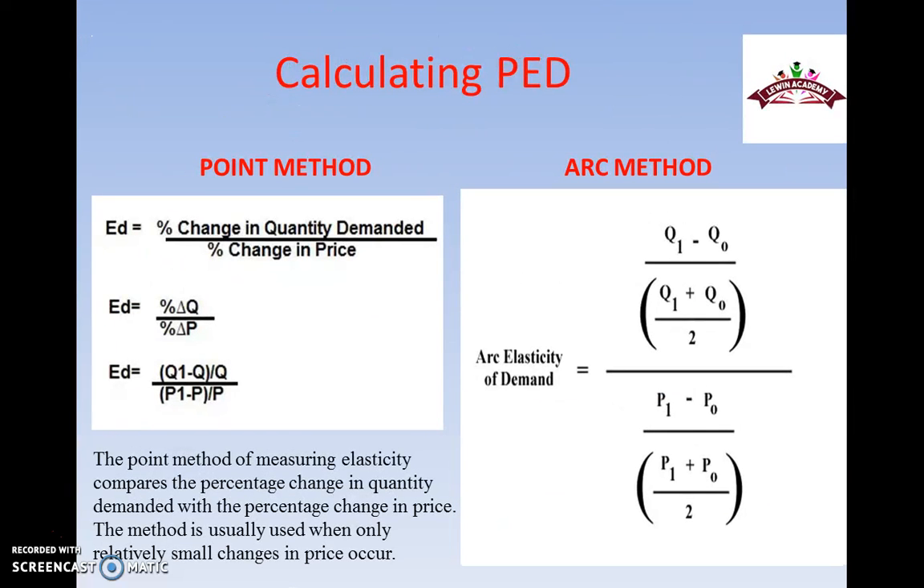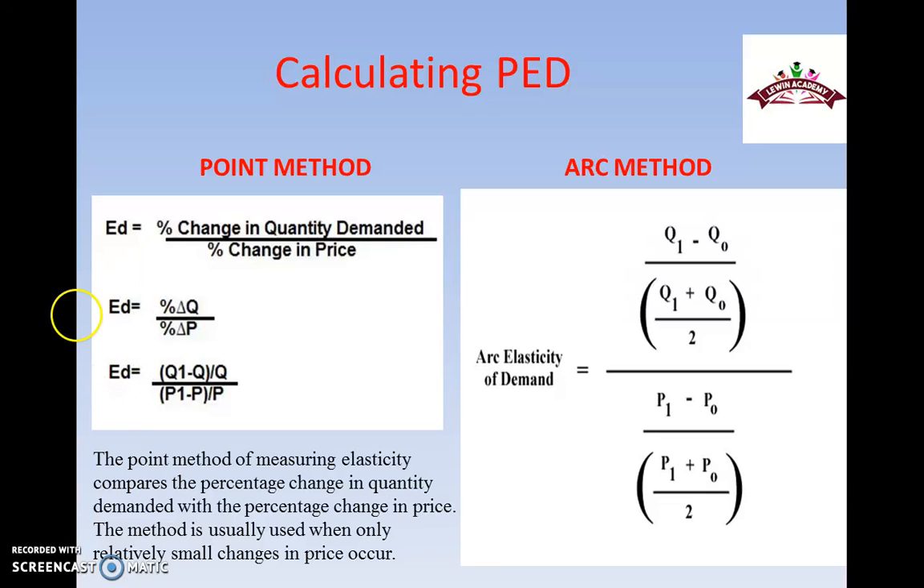There are two ways to calculate price elasticity of demand. We have the point method and we have the ARC method. The point method is an easier way of calculating it, however, it's not very accurate. So this method is usually used when only a relatively small change in price occurs, for example, when price decreases from $8 to $6.